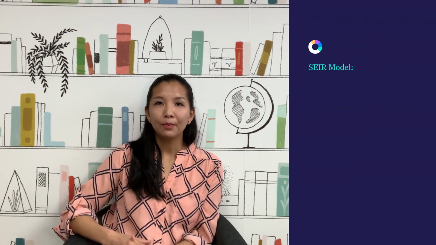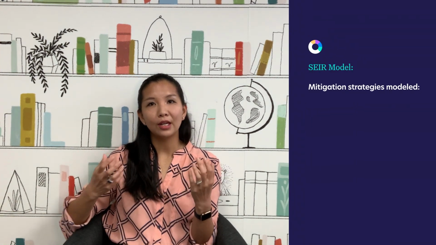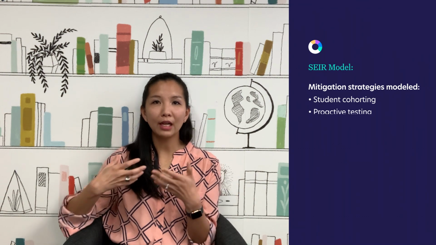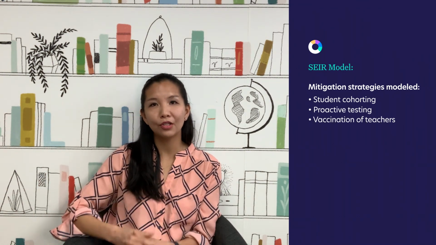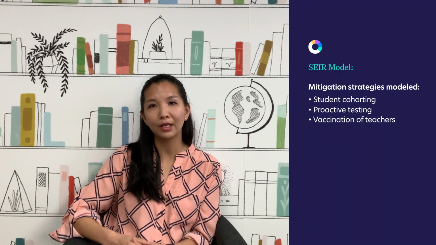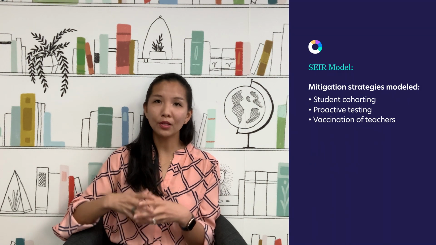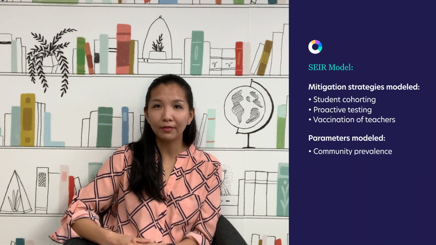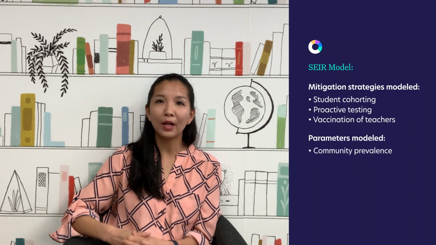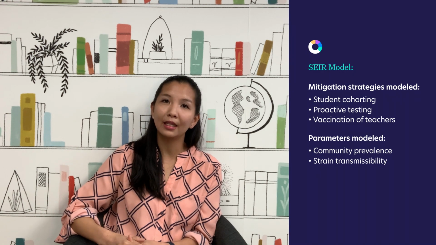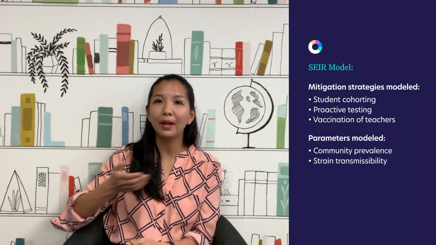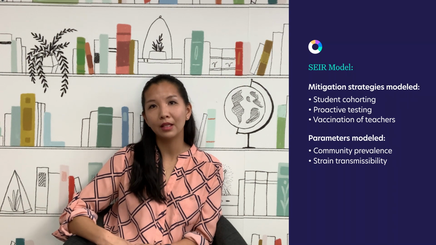With the model, we are able to look at the impact of different mitigation strategies like student cohorting, proactive testing, and vaccinations of teachers to understand how those mitigation strategies might help reduce outbreak potential within schools. We also looked at the impact of things like community prevalence for COVID-19 cases, as well as the existence of novel, more transmissive strains of COVID-19 like B.1.1.7 and how that might affect the outbreak potential within the school population.